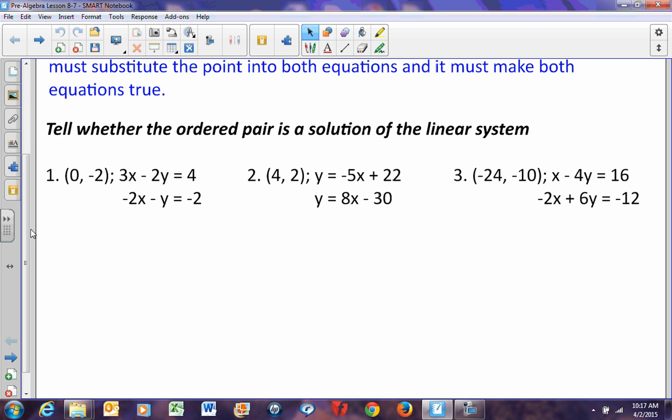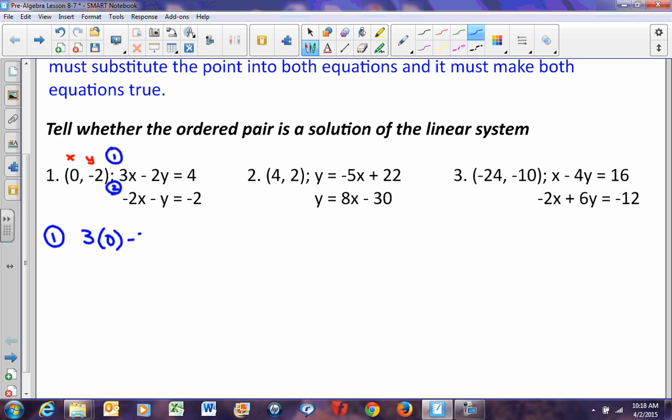For example here, I want to know, is (0, -2) a solution to 3x minus 2y equals 4 and 2x minus y equals -2? What I like to do is number my equations. This is equation 1 and this is equation 2. It makes it much easier to figure them out later. Remember, this is your x value and this is your y value. In equation 1, I'm going to substitute in 0 for x and -2 for y. So I have 3 times 0 minus 2 times -2. Does that equal 4? That's what I'm trying to figure out.